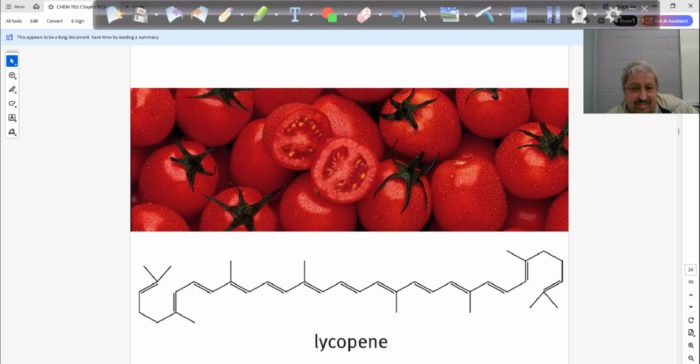So that's just here on the tomatoes. What is the structure of the tomato? The structure of the tomato, really, if you look at the tomato, the whole thing, that's the structure of the tomato.